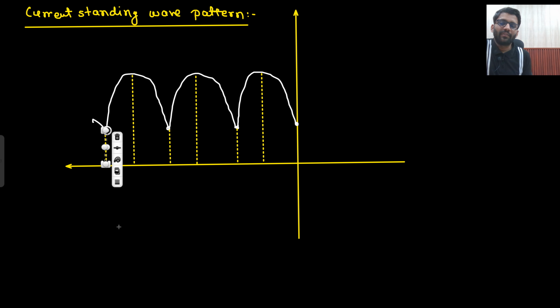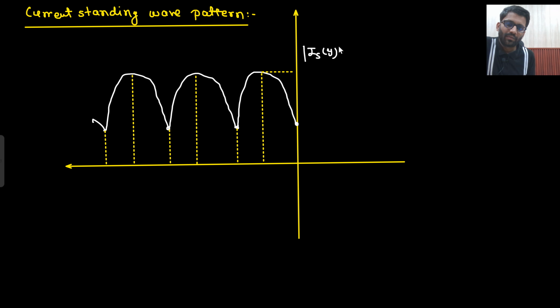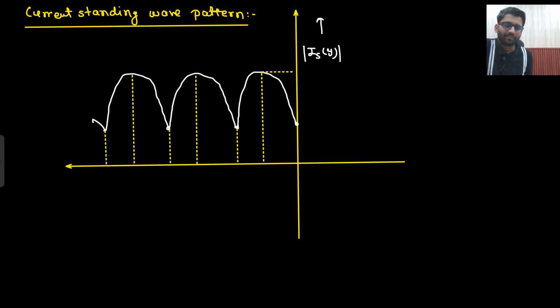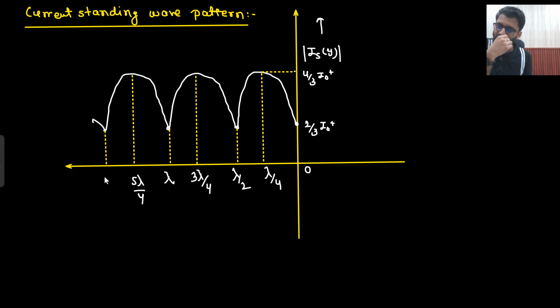And all these things are linked with the EM wave. The same things are happening here. So this I can call the magnitude of I at y, and here I could have called it the magnitude of V at y. So this is your 2 by 3 I0 plus and 4 by 3 I0 plus. Okay, 0, lambda by 4, lambda by 2, 3 lambda by 4, lambda, 5 lambda by 4, and 3 lambda by 2.